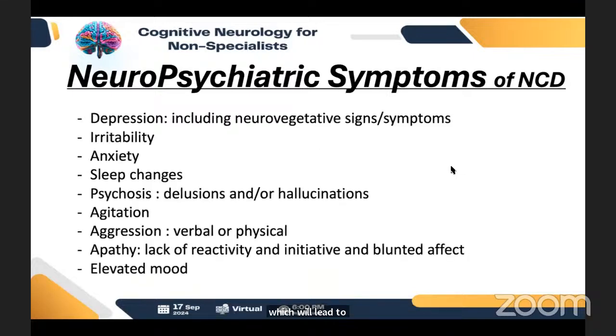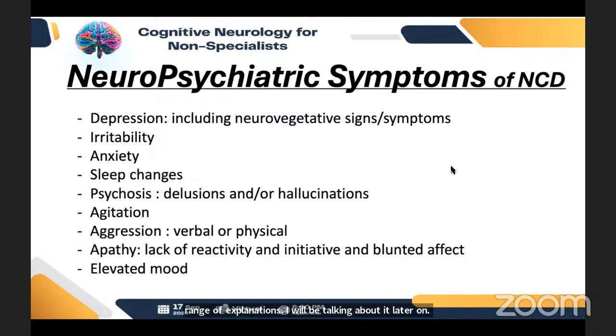It's a wide range of symptoms. Most of them include depression, including neurovegetative signs and symptoms, which include eating, sleeping, and fatigability. Irritability is a common sign. Anxiety, and sleep changes; structural sleep changes are very common in Alzheimer's disease. Psychosis, including delusions and or hallucinations. Agitation, which is a very burdensome symptom and has a wide range of explanations. I will be talking about it later on.